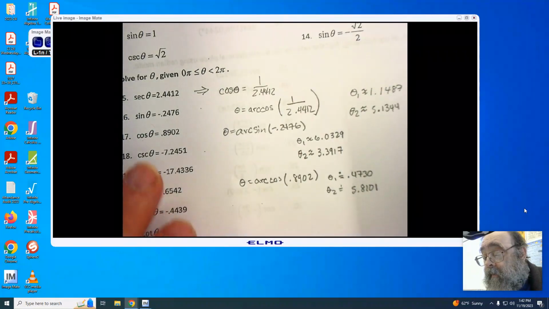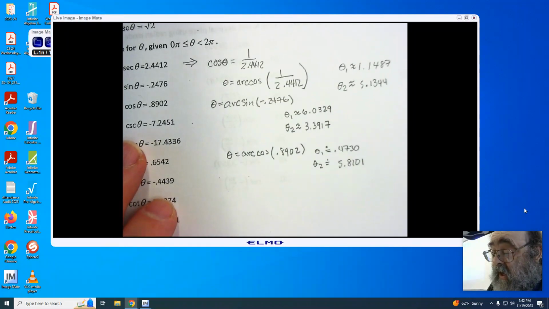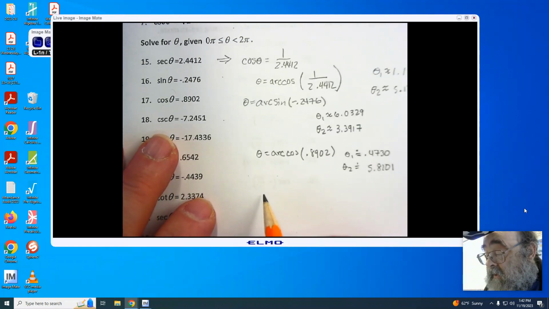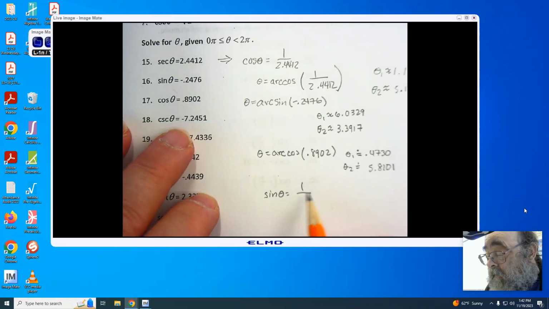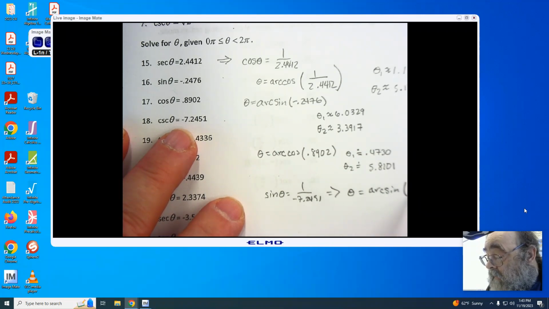Going on. We're now looking at the cosecant. The cosecant is the reciprocal of sine. So we're going to have to start off by saying that the sine of theta is the reciprocal, 1 over negative 7.2451. This will allow me to do the arc sine so that theta can be found. And theta will be the arc sine of that ratio's reciprocal, 1 over negative 7.2451.